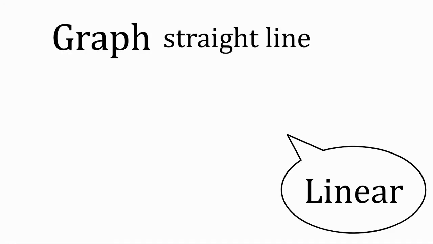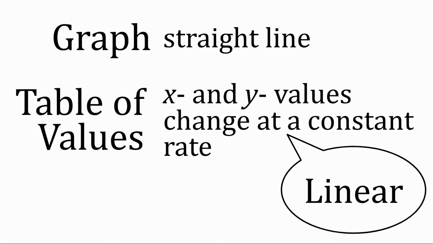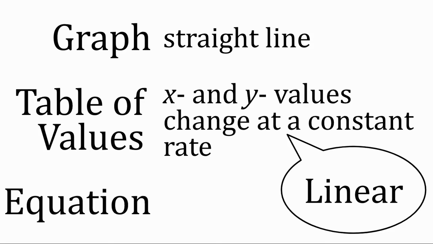So, in general, we can tell a graph is linear if all of its points lie along a straight line. We can tell a table of values is linear if the change in x is constant and the change in y is constant. An equation is linear if it can be written in the form y equals mx plus b. We'll dive a little deeper into creating equations when we have graphs or tables of values in the next video. For now, let's review slope.